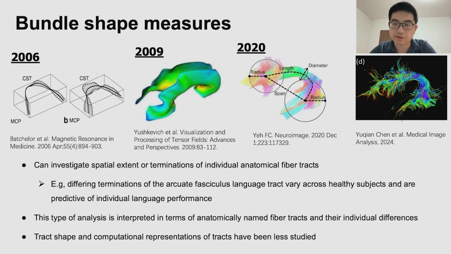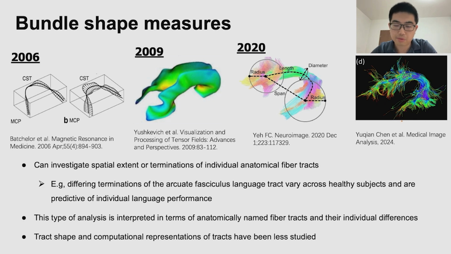And the third category of the quantitative measure is the shape feature. Compared to the aforementioned measures, the shape features have been relatively less studied, but they have gained more and more attention in the field. Early work has attempted to measure the trajectory or the overall surface shape of the bundle of interest. But more recently, studies have tried to extract many other features, such as the diameter, the span, and the radius, to quantify the fiber bundle shape.